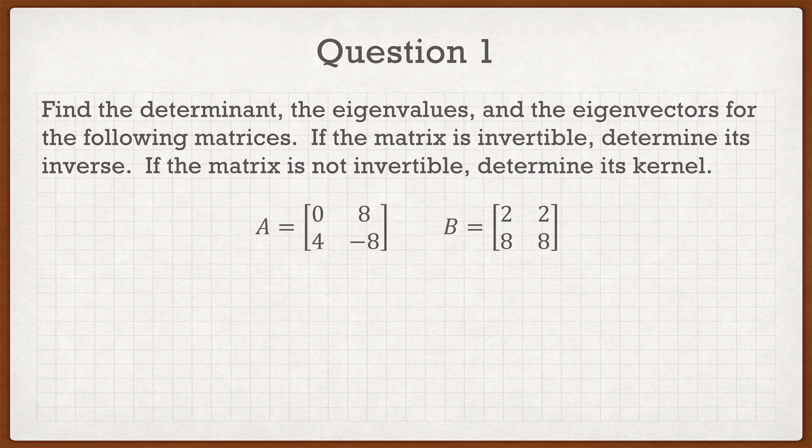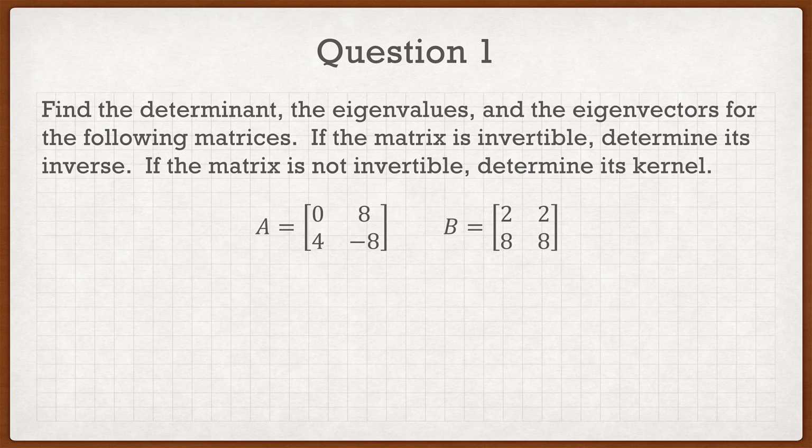Question 1 says, find the determinant, the eigenvalues, and the eigenvectors for the following matrices. So we're given two matrices and it wants three different things: the determinant, the eigenvalues, and the eigenvectors. And if that wasn't enough, the question continues and says, if the matrix is invertible, determine its inverse. And if the matrix is not invertible, determine its kernel. So we have kind of three extra checks that we have to do after finding the first three.